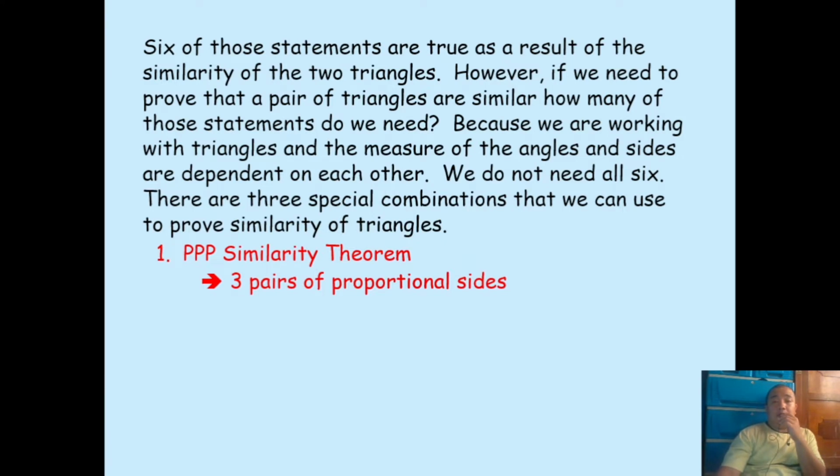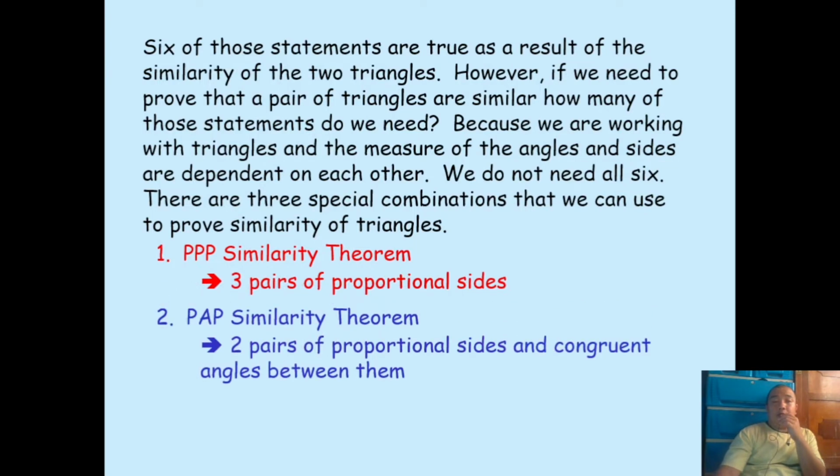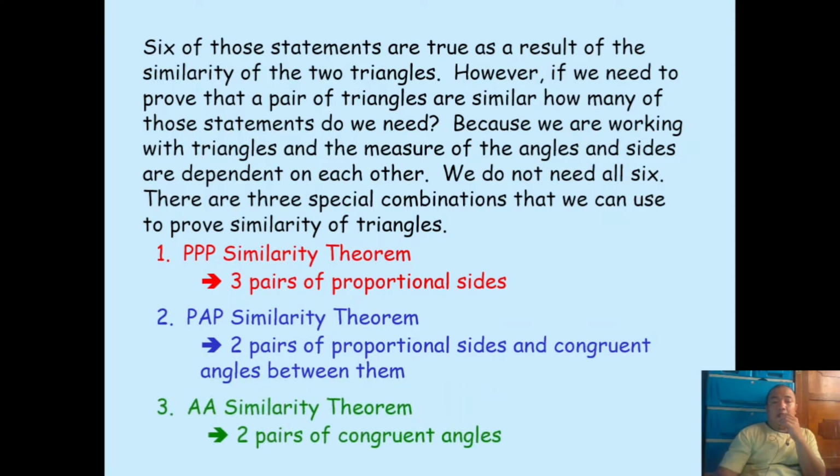Number one is the PPP similarity theorem, which means three pairs of proportional sides. Then the PAP similarity theorem, in which two pairs of proportional sides and congruent angles between them. And the AA similarity theorem, two pairs of congruent angles. In other terms, the other term for PPP is SSS. We can substitute S for P, which means side, and A is the angle. So this is SSS, this is SAS, and then AA. It's just the same. You just use P to mean proportional sides.